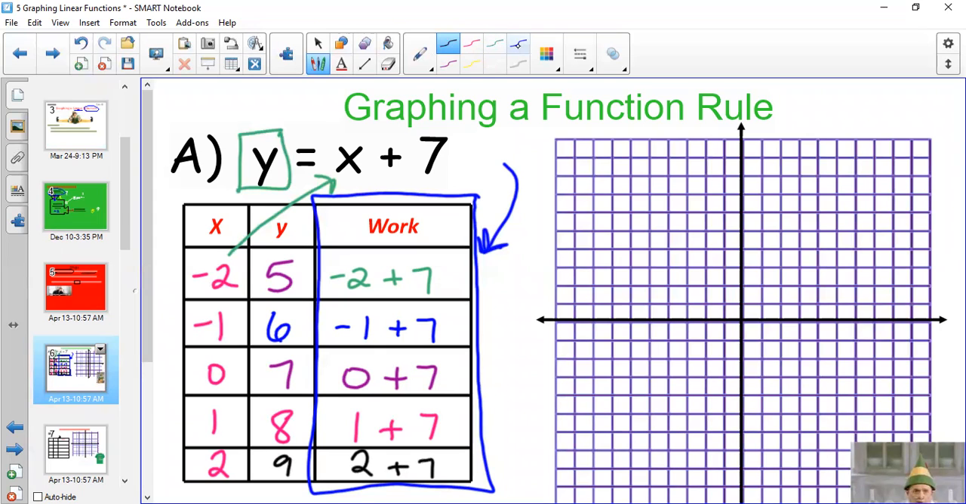Now notice we had a pattern. You could even tell me what the patterns were. They're going up by 1. That's good. If you get a pattern, that's really good today. We want it to be a constant rate of change or a constant pattern.